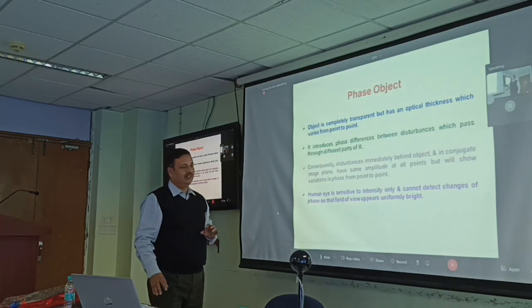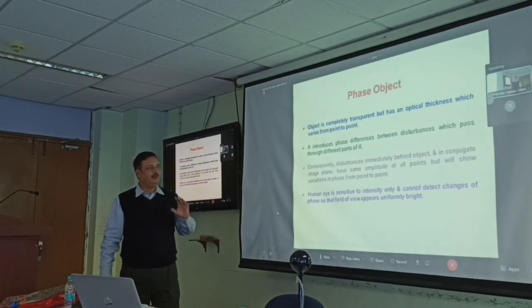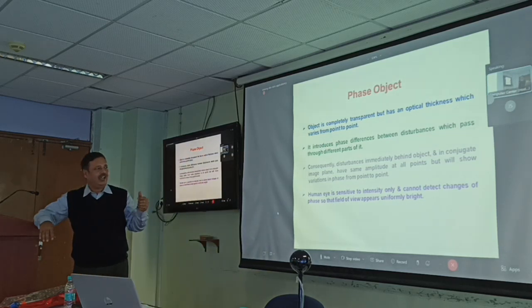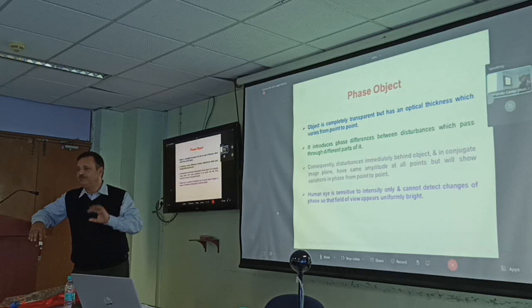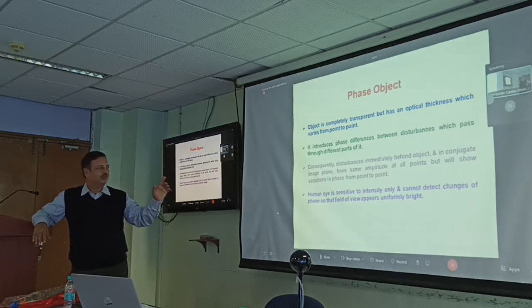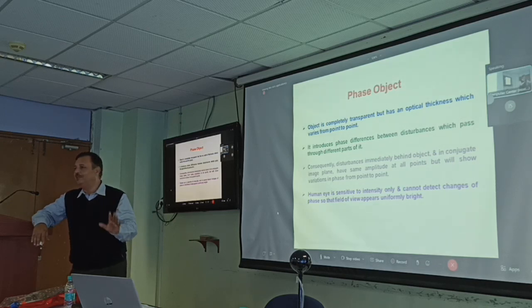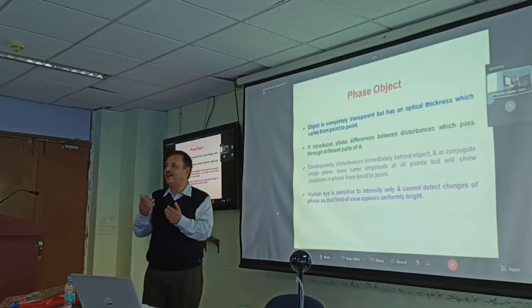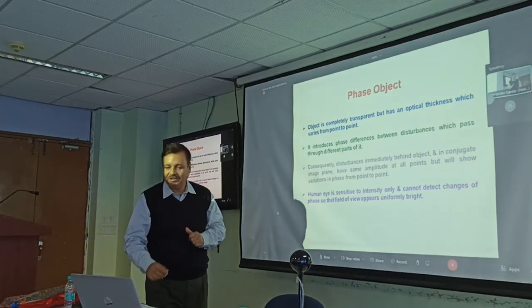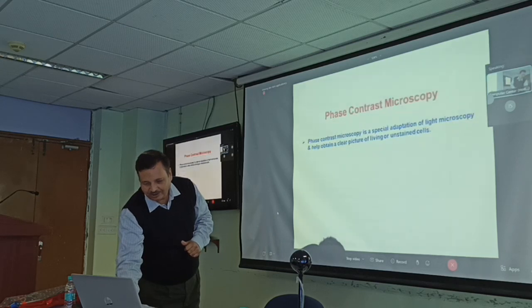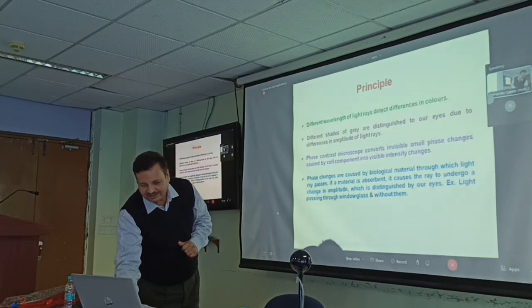Consequently, disturbances immediately behind the object and in the conjugate image plane have the same amplitude at all points, but will show variations in phase from point to point. The human eye is sensitive to intensity only and cannot detect changes of phase, so the field of view appears uniformly bright. This is the phase object. Now the question is how to image them, and this was the problem which Zernike solved, and he got the Nobel Prize in 1935.